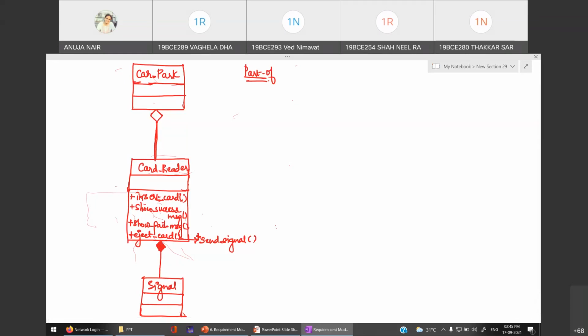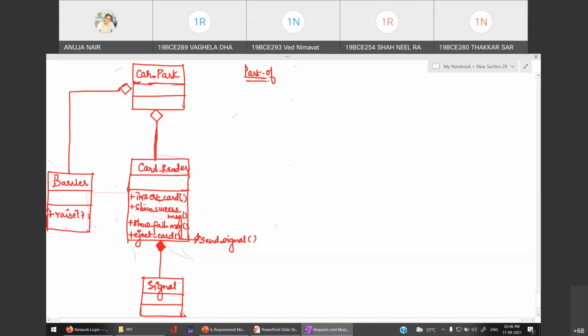Right. Now I need to put a barrier. Now this barrier is again a part of what? It is a part of car park. So what will I do? I'll again put an aggregation. Okay. Now this barrier will have a method which is the raise method. Right? Barrier is going to raise.